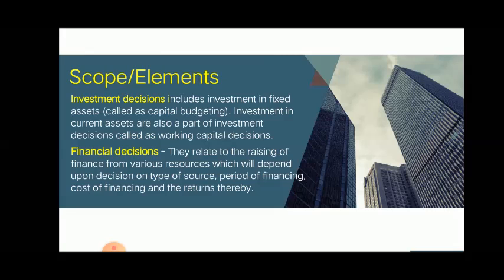Next one is financial decision. They are related to raising of finance from various sources, which will depend upon the decision on types of sources, period of financing, cost of financing, and the return thereby.